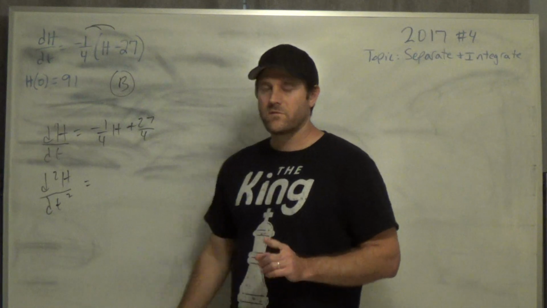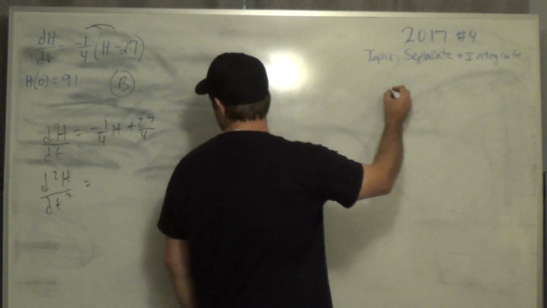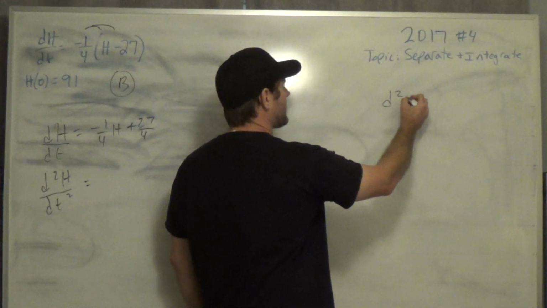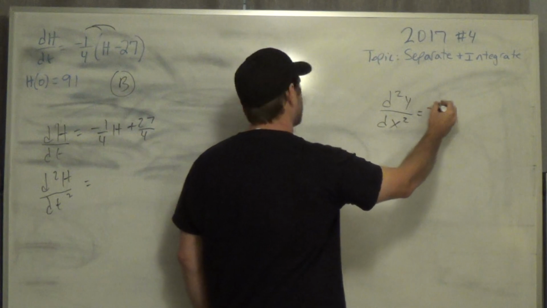But before I take the derivative, I'm going to do the same thing I did in the last question. What if instead they were t's, and I mean, not h's? What if they were y's and x's?